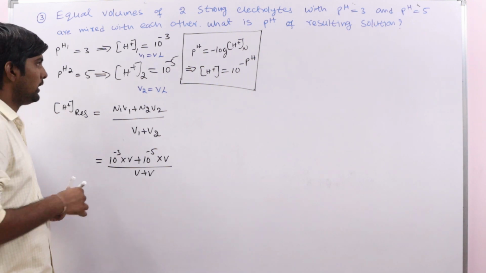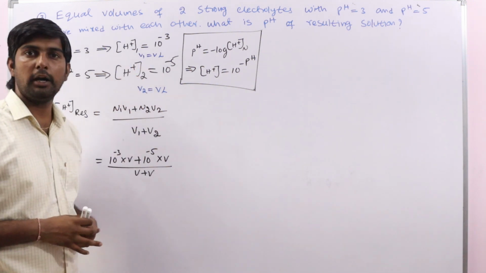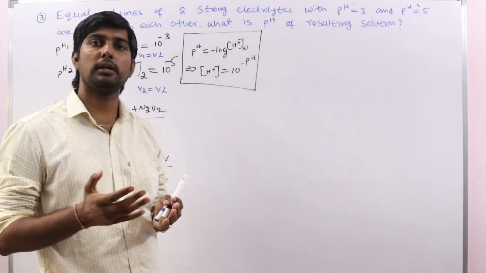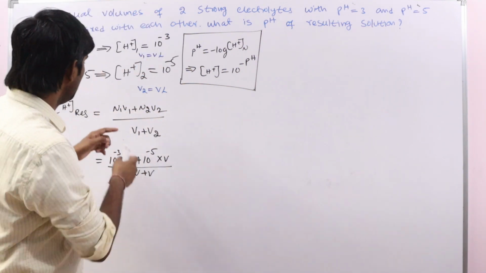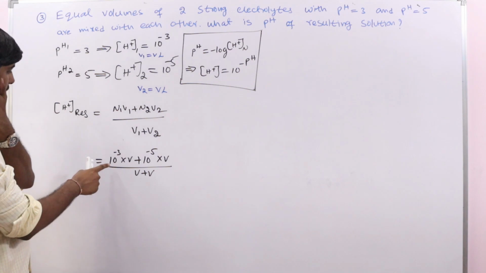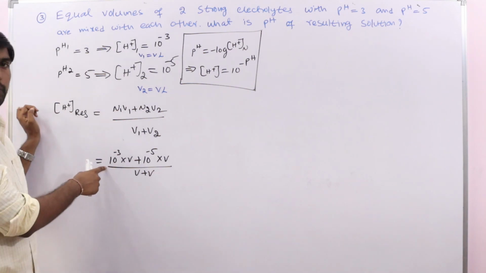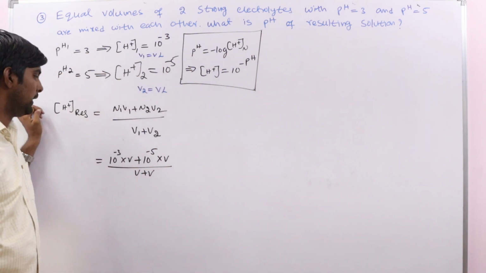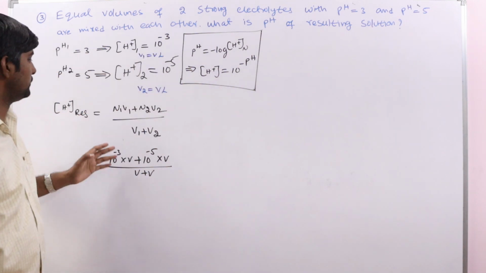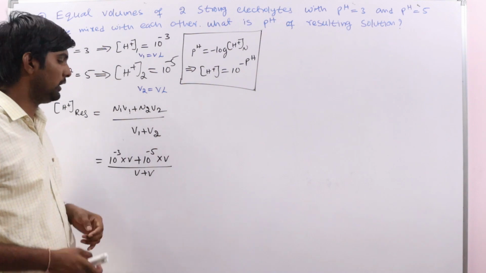Okay, clear? See, H plus ion, strong electrolyte means H plus ion concentration equals the concentration of the acid, that is normality. So that's why here, in the place of N1 we are taking 10 power minus 3, in the place of N2 we are taking 10 power minus 5. And the volume of the two solutions is the same, so that's why V into V.